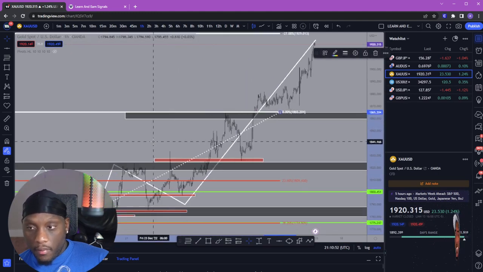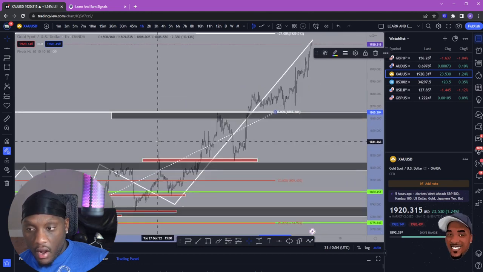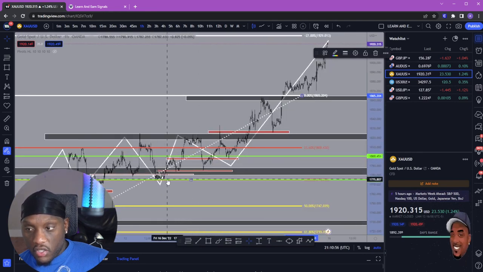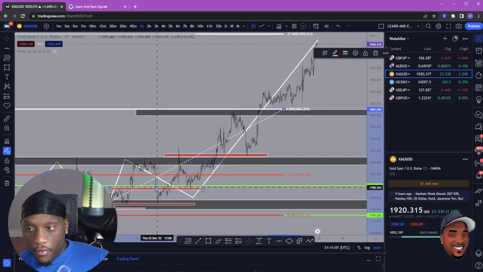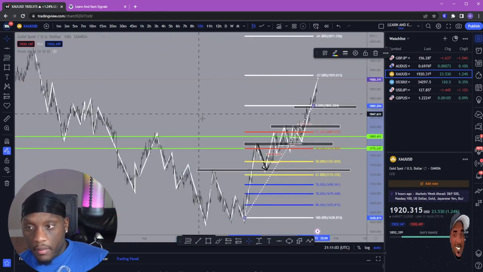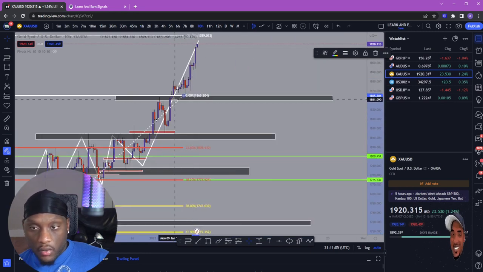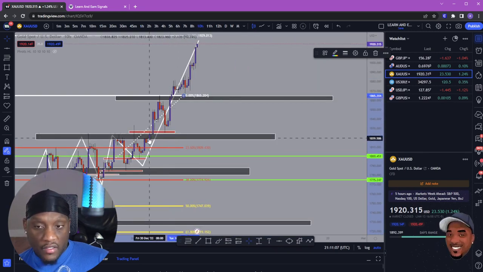Right now, peep this. From here to here, obviously, this is our new market structure low right here. I could base an overall move right here, but the reason I'm not is because if I backtrack overall to our 0%, this pullback didn't even come close.